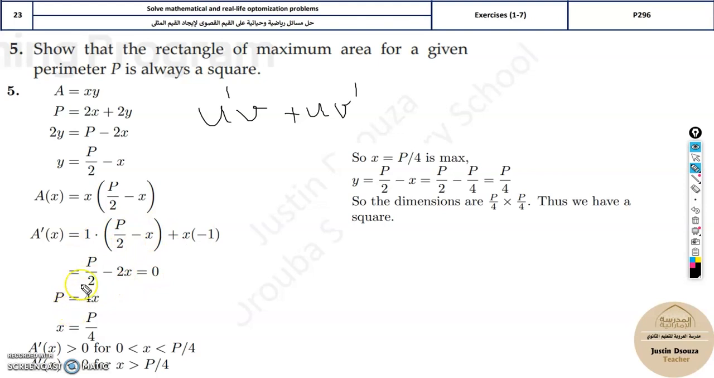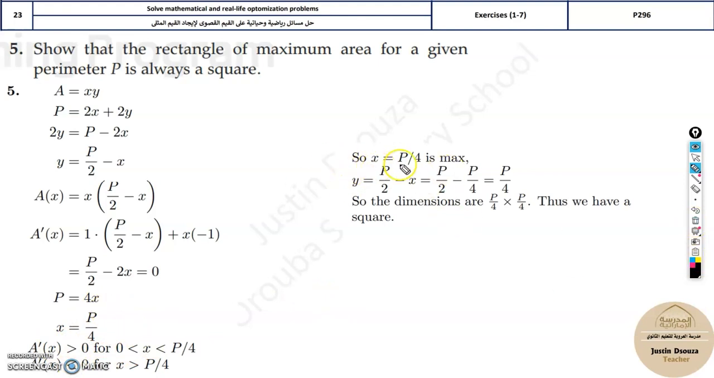Now simplify this. You will get it like this, and take this 2x to the other side and simplify. You will get p is equal to 4x, or x is equal to p by 4. Now this is done. Over here, the limit: x must be greater than 0 and it should not be negative, so it must be less than this value, because this is the maximum value, right? It must be greater than 0 but less than that. If it is greater than that, the area will be negative, less than 0. So the limit is always within this range.